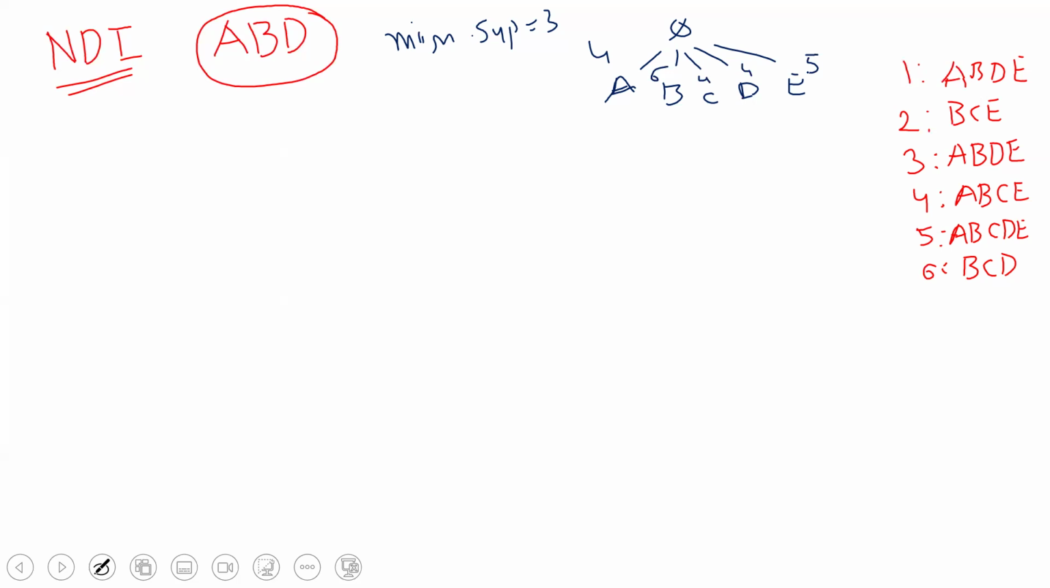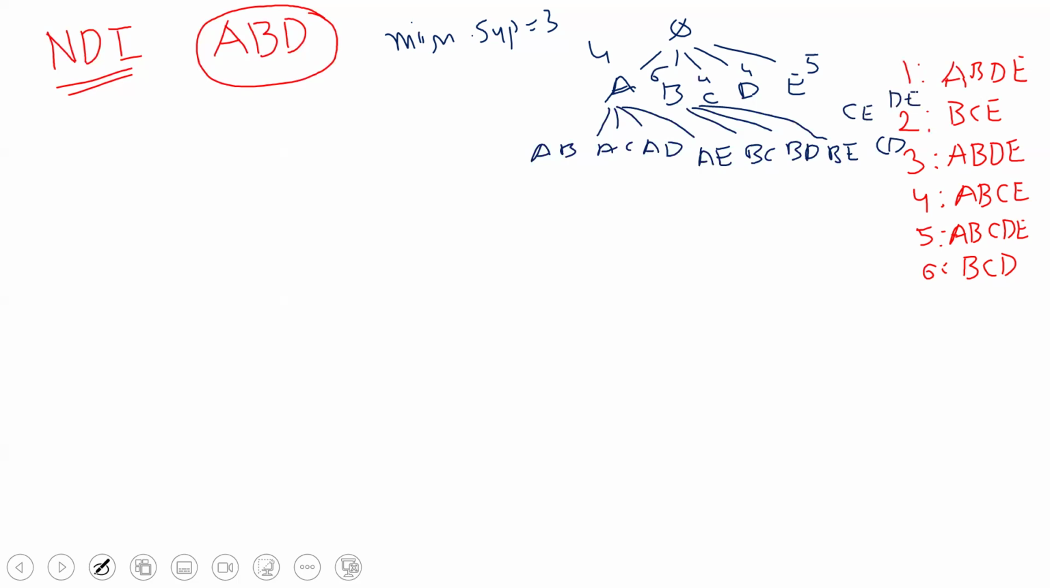Now let's go back to the second level. That becomes AB, AC, AD, AE, BC, BD, BE, CD, CE, and DE. These are the possible things, right?